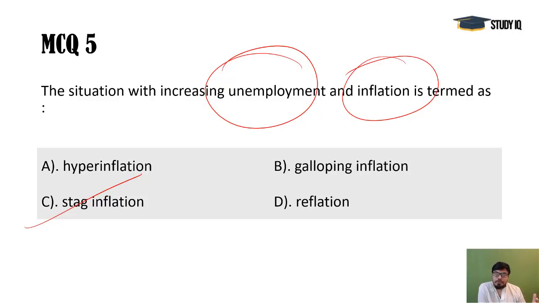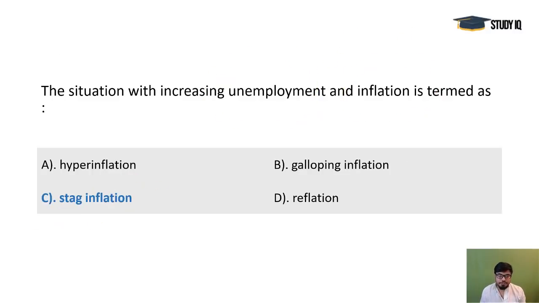Their products will not be sold because there would be a decline in the number of rich people, and ultimately this would be a phase of depression. Okay, so this is the condition. So if unemployment is also there and inflation is also there, then this is a condition of stagflation.